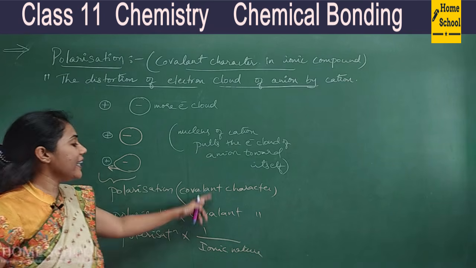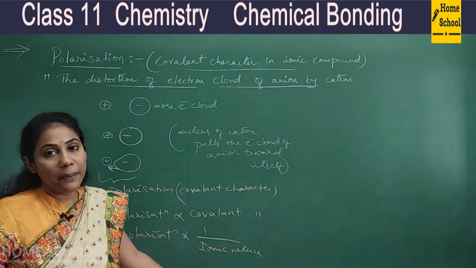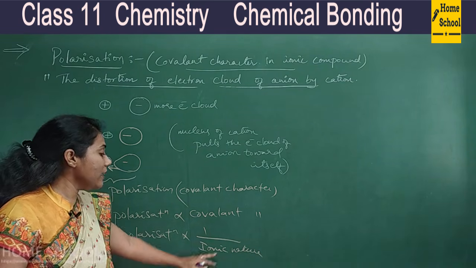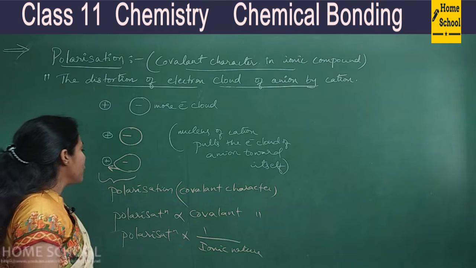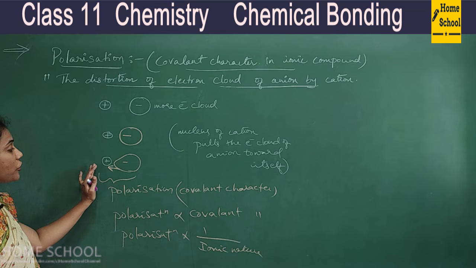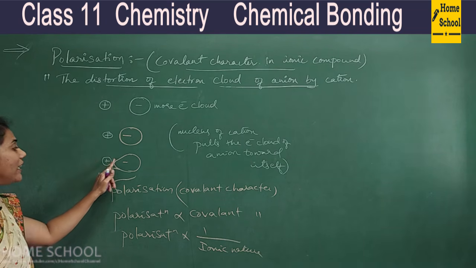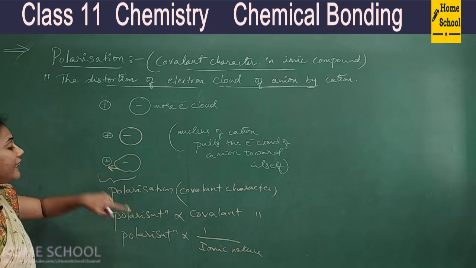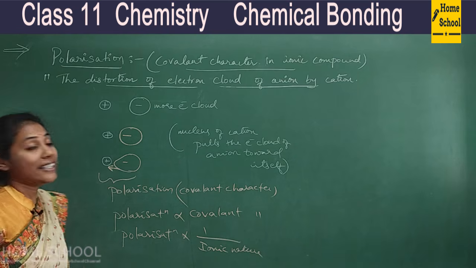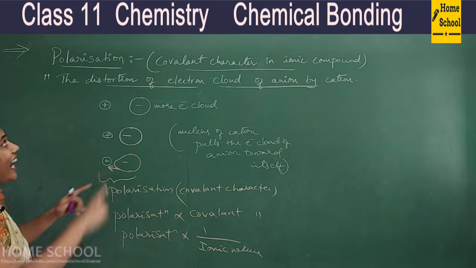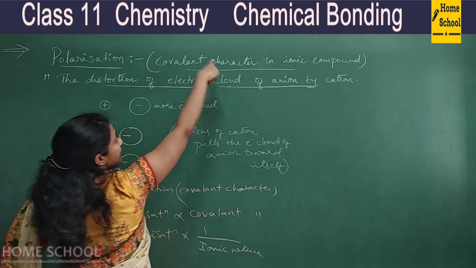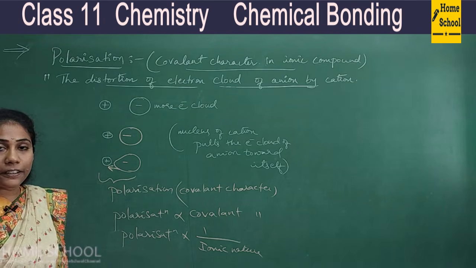Okay, if covalent character is more, ionic nature will be less. If ionic nature is more, covalent character will be less. Right? So the more distortion you find, the more pull of the electron cloud you find, and the more covalent character you will observe. This is the reason why an ionic bond has some amount of covalent character.